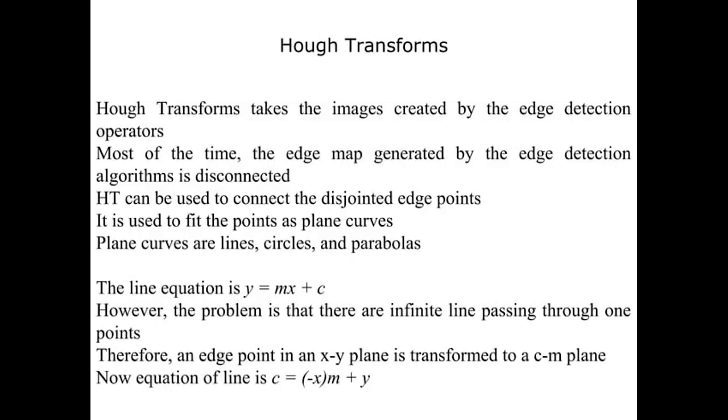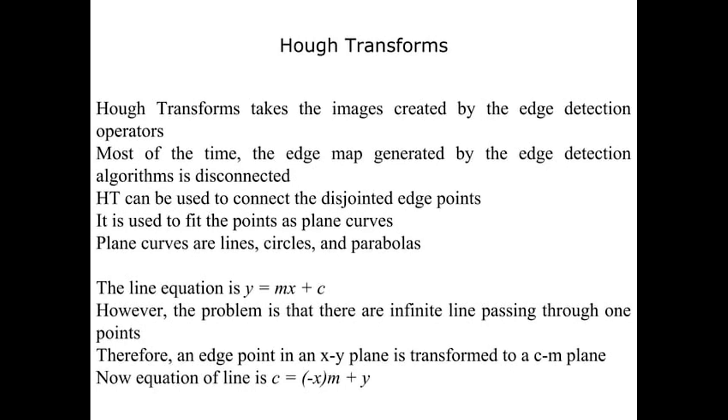So next is an important topic in segmentation, that is Hough transforms. This Hough transform takes the images created by the edge detection operators. Most of the time, the edge map generated by the edge detection algorithms is disconnected. Why are we going for Hough transforms? Because the edge detection outputs are disconnected. The lines are disconnected. So this transform can be used to connect the disjointed edge points. That edges have to be connected, so for that we are applying this Hough transform.